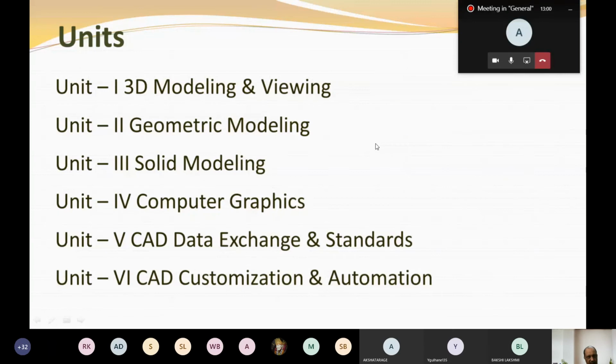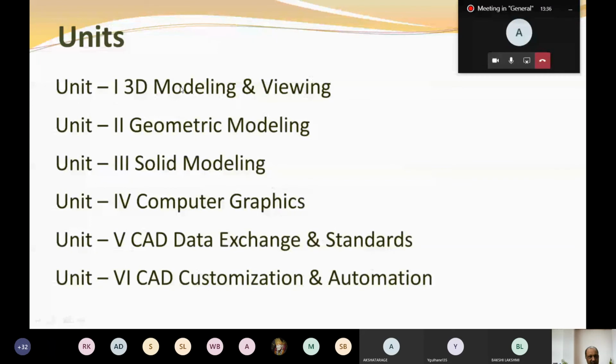These are the 6 units. First is 3D modeling and viewing, then geometric modeling, solid modeling, computer graphics, CAD data exchange and standards, CAD customization and automation. Okay, I think all these words are new to you. So you have gone through 2D drafting, that is AutoCAD. Now we are going one step ahead, that is 3D.